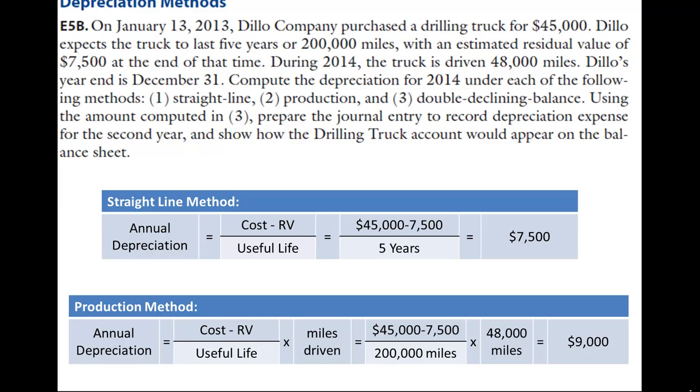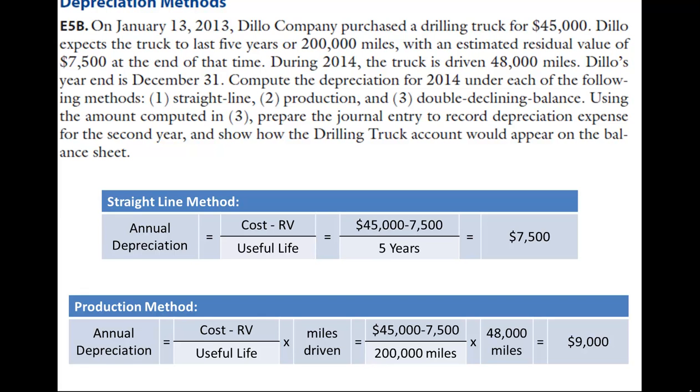amount of $9,000. Now, unlike the straight line method, within the production method, it is likely that the annual depreciation amount will change each year as it is based on the number of miles that are driven in each year.